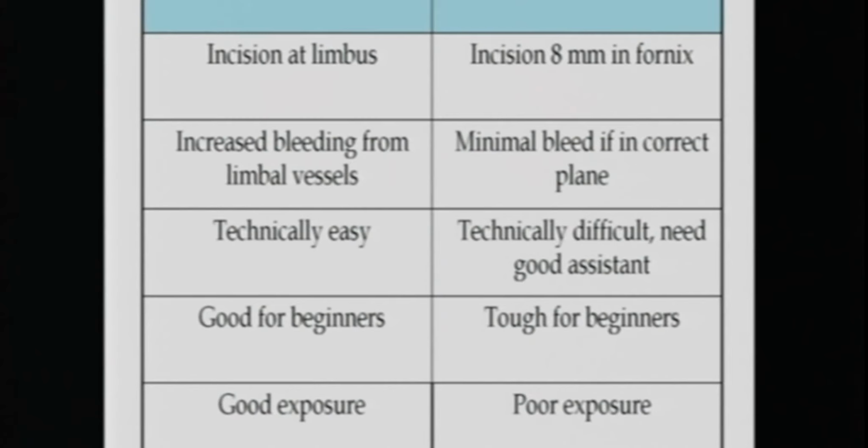The limbal incision is technically easy. It is good for beginners because you can understand the anatomy and you have good exposure, so the risk of operating on the wrong muscle is not there. But the fornix incision is a little technically difficult. You need a good assistant who uses nimble fingers rather than the biceps to open the conjunctiva, and it can be a little difficult for beginners because the exposure is not so great.